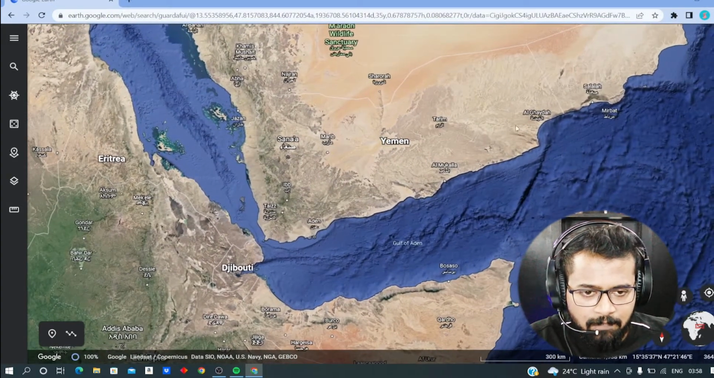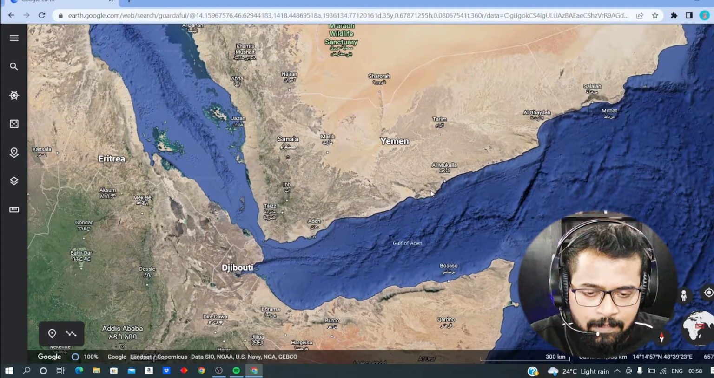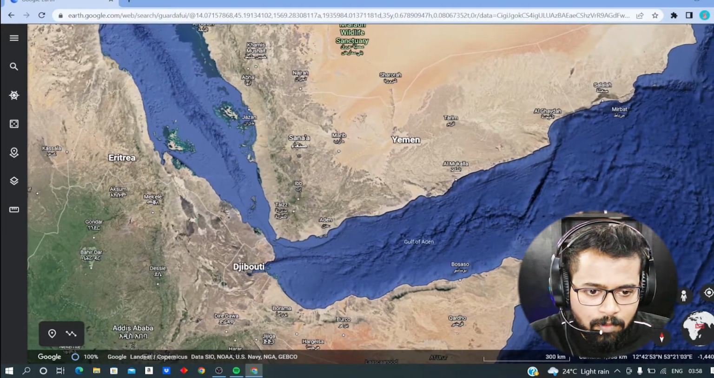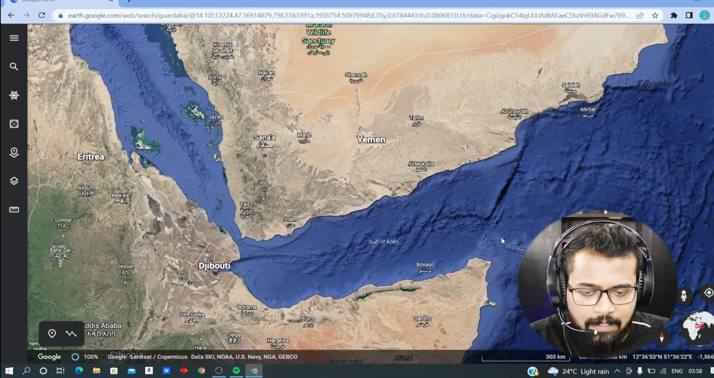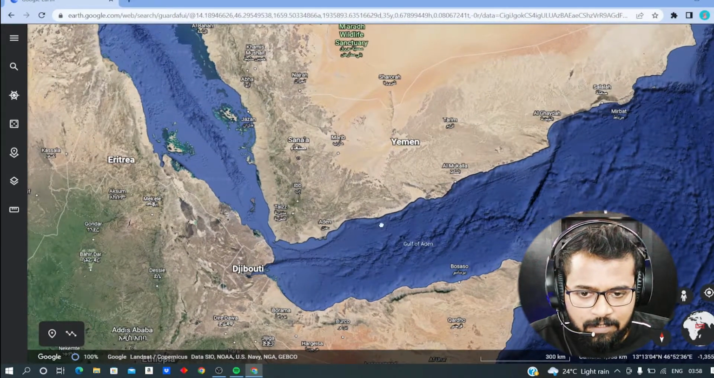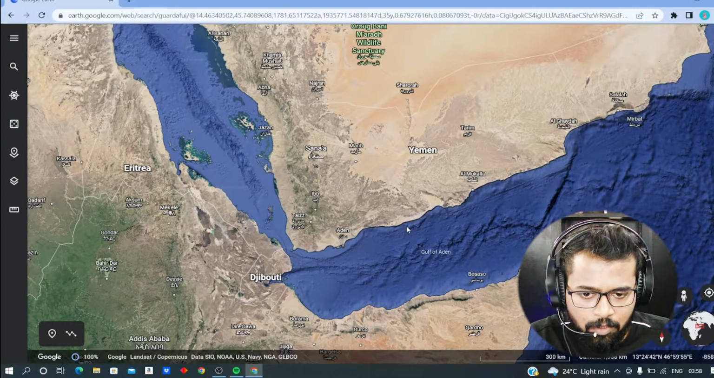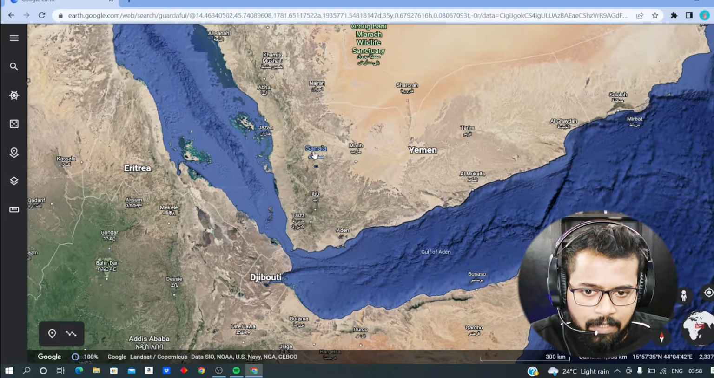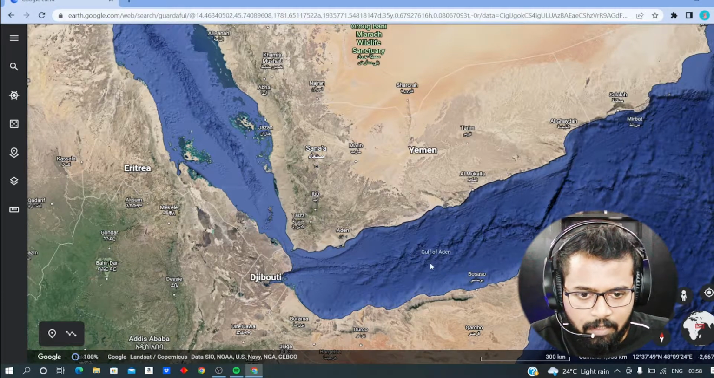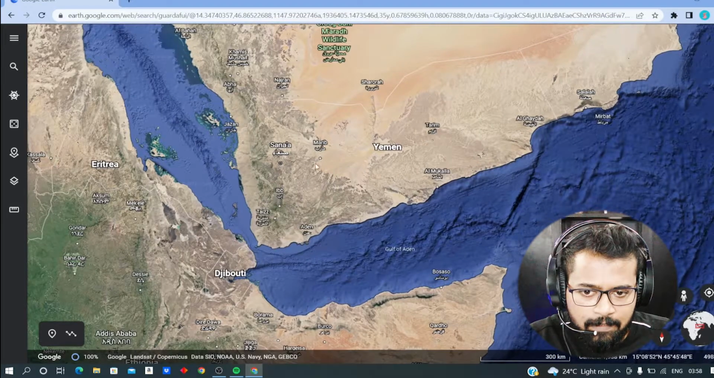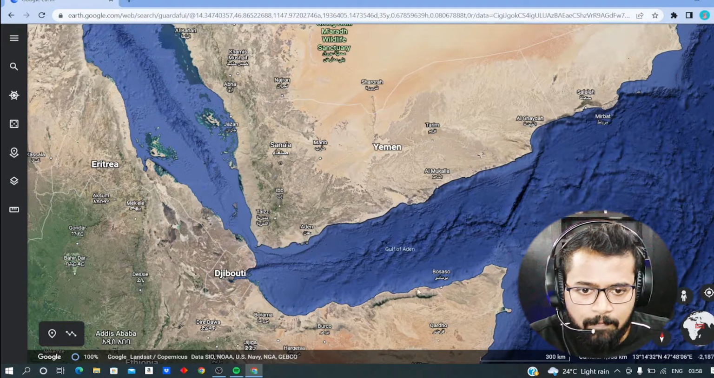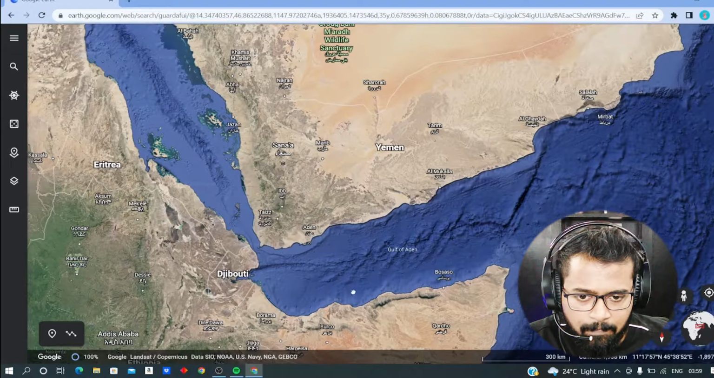So post the civil war led by Houthis, this Socotra island is presently administered by Southern Transitional Council. Southern Transitional Council is backed by UAE government. They are ruling the southwestern part of Yemen, this region, south of Sana'a. So capital Sana'a is ruled by Houthis and the southern part is ruled by Southern Transitional Council.